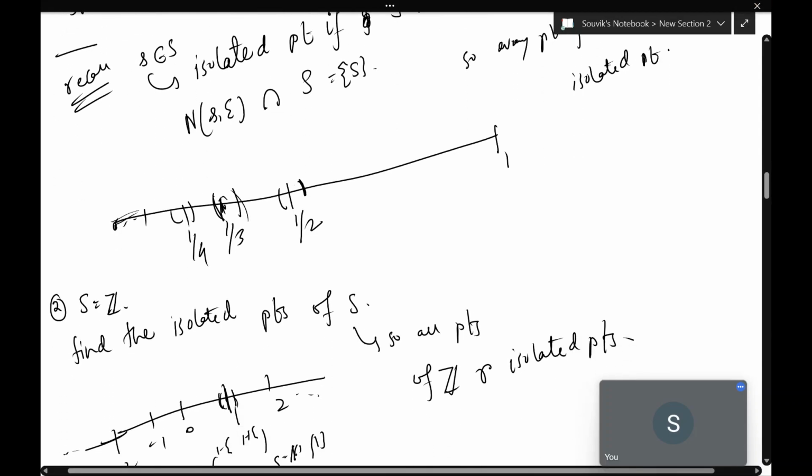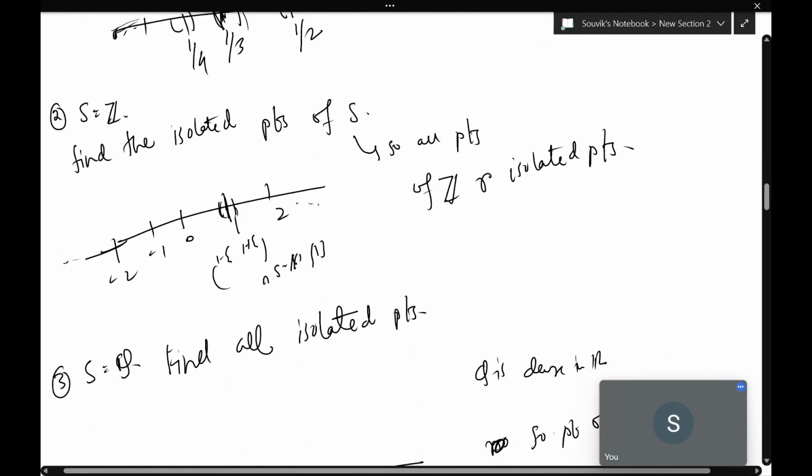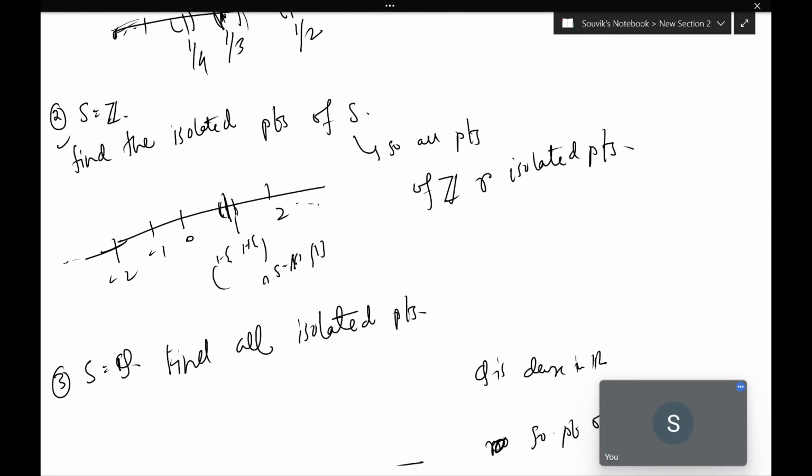So we now consider S to be Z. Here we also need to find the isolated points of S. So how to do that? If we choose any random point, call it 1 for the sake of simplicity, and consider an epsilon neighborhood around 1, this neighborhood contains only the point 1 of S. So all points of Z are isolated points.